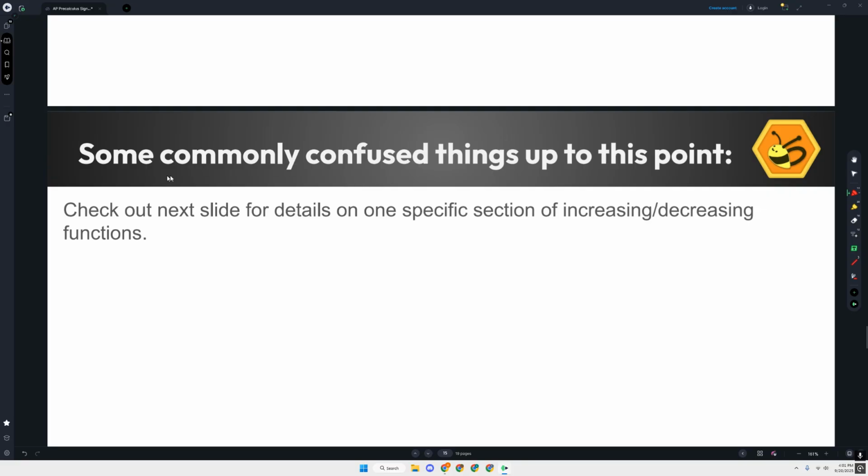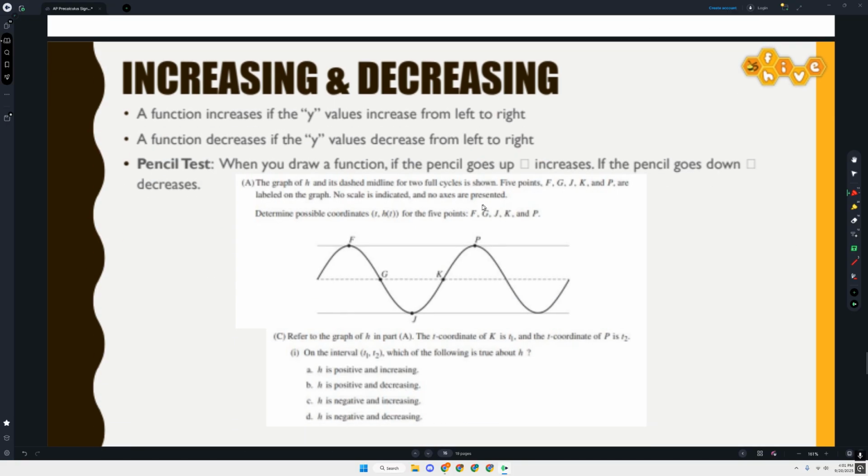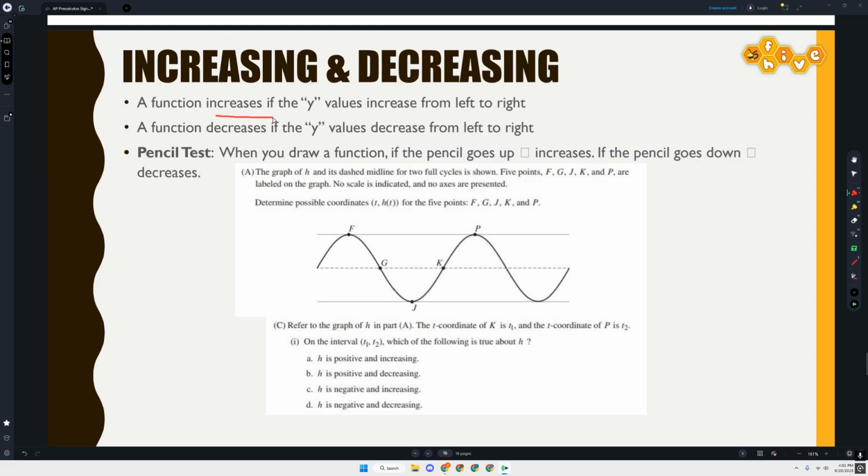So now we're going to go over some commonly confused things up to this point of AP Precalculus. A function increases if the y values increase from left to right, and a function decreases if the y values decrease from left to right. So this is increasing, this is decreasing, this is increasing, this is decreasing, and so on. Whenever you're going up, it's increasing. Whenever you're going down, it's decreasing.